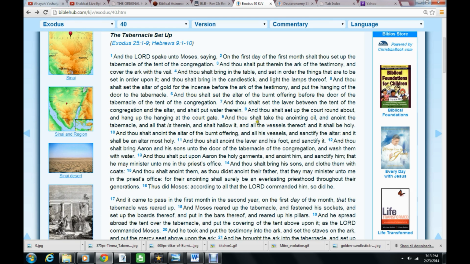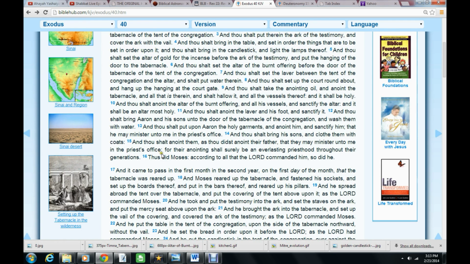And thou shalt take the anointing oil, and anoint the tabernacle, and all that is therein, which means the people as well, and shalt hallow it, and all the vessels thereof, and it shall be holy. So all the vessels, all the utensils, all the stuff like that. And thou shalt anoint the altar of the burnt offering, and all his vessels, and sanctify the altar. And it shall be an altar most holy. And thou shalt anoint the laver and his foot, and sanctify it.